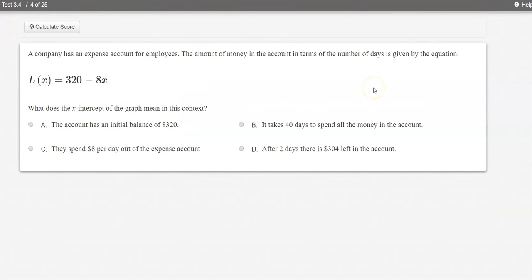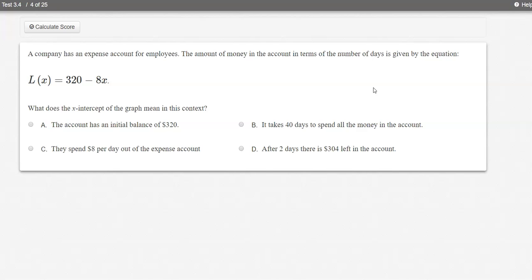A company has an expense account for employees. This function is in terms of days. So the x is the number of days. So what does the x-intercept mean? Well, the x-intercept is where the function equals 0.